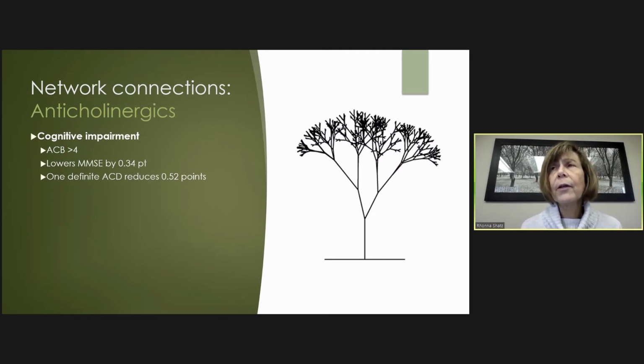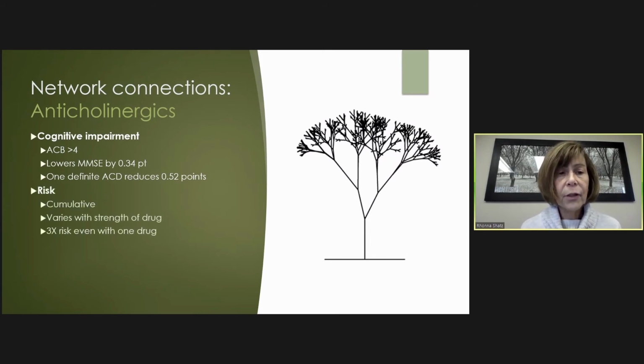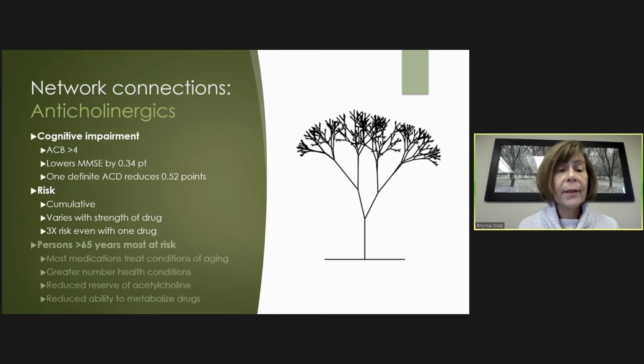If that score is greater than 4, you will test as if you have mild cognitive impairment, an early stage of cognitive change. It is also the case, it's not just the medicine you take now, but all these medicines that you take over a lifetime will increase your risk of having a network breakdown. Even when you take one of these drugs that are rated as very high on the anticholinergic burden scale, your risk of cognitive decline is 3 times greater than someone who doesn't.